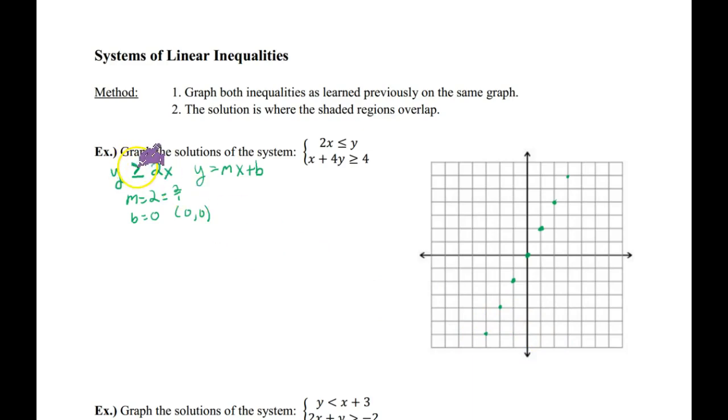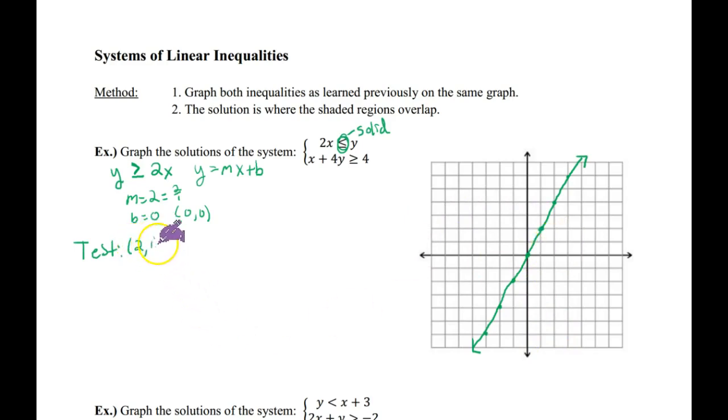Now, looking at this inequality, I have to decide. Is it solid or dashed? In this case, solid. So I go ahead and I make my line solid. Alright, for this inequality, I'm going to shade the area green. So I'm going to test a point to be able to know where to shade. I cannot use 0, 0 because that's on my line. I have to pick any other point. I'm going to go ahead and pick 2, 1, because that's clearly not on the line.